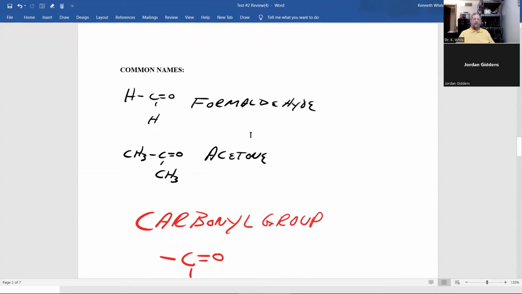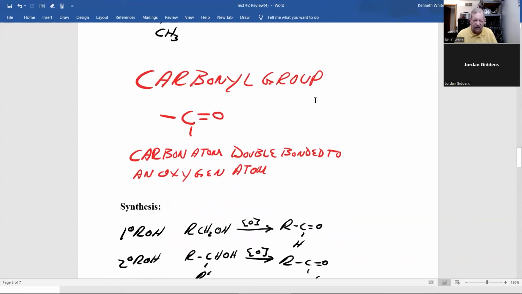Now, I asked you to know 2 common names. When R in an aldehyde is H, that's formaldehyde. In a simple ketone, when R and R prime are methyl, that's acetone. Remember acetone, nail polish remover. Now, one of the most important things to me in organic chemistry, it's in red, you know it's important, is the carbonyl group. As you know from test number 2, how do you write the carbonyl group? Carbon double bond oxygen. How do you describe it with words? Carbonyl group: a carbon atom double bonded to an oxygen atom.